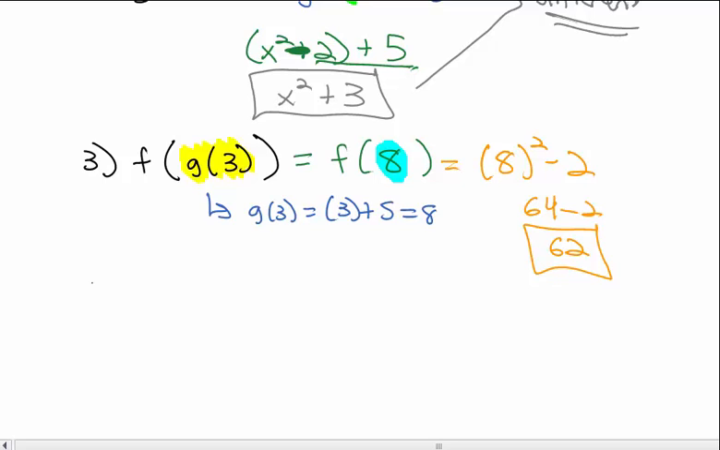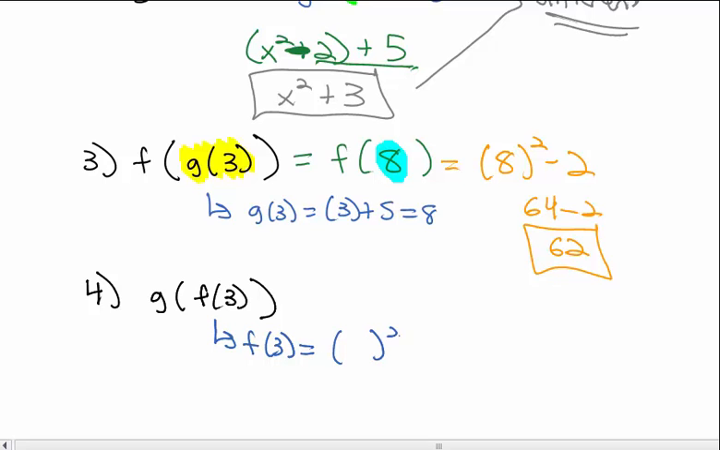Again, if we change the order, though, it does make a difference. Let's do g of f of 3, changing the order. Essentially, we first have to find f of 3. And remember, f was stuff squared minus 2. So if we plug a 3 in there, we get 9 minus 2, which is 7.